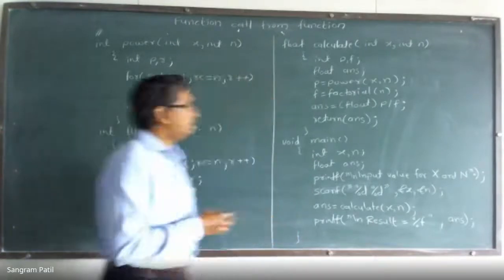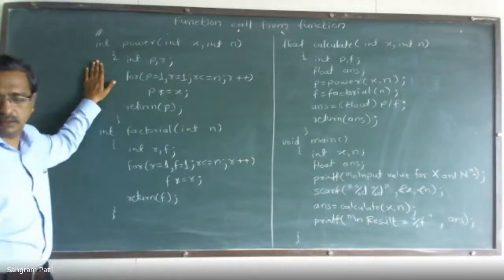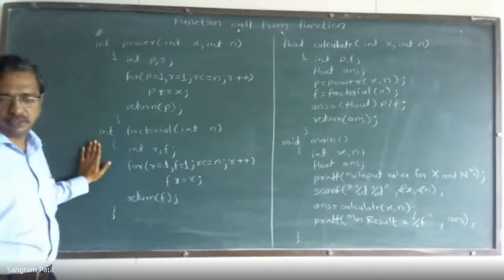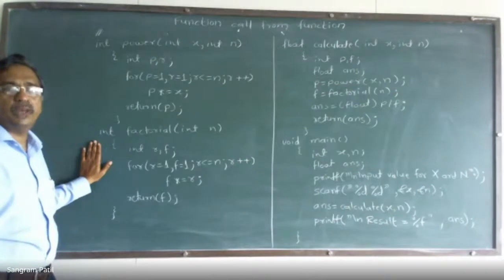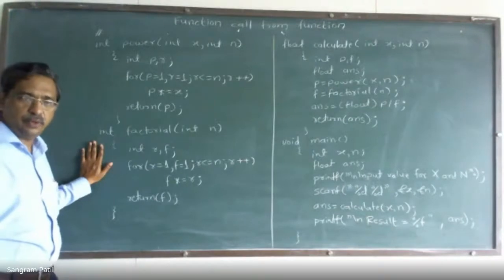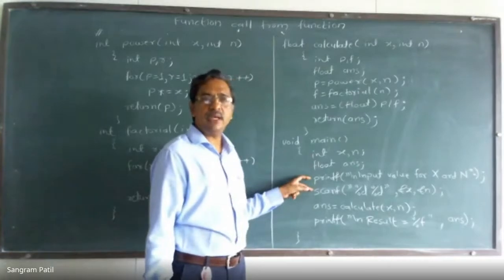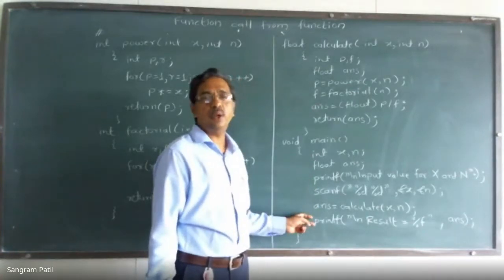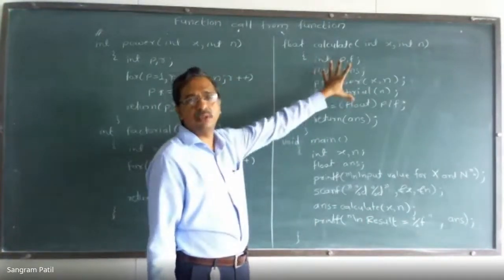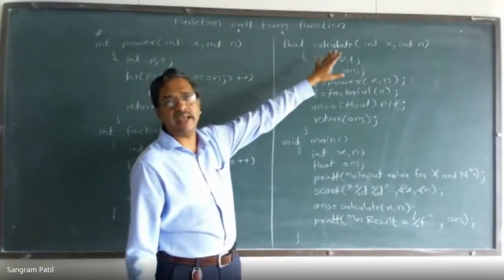So here, this program receives the value of x and n, and it returns x raised to n. This function receives the value of n, calculates n factorial, and returns n factorial. In the main program, we are getting the value of x and n, and we want to print x raised to n divided by n factorial. In between, we have taken one more function, which is called calculate.